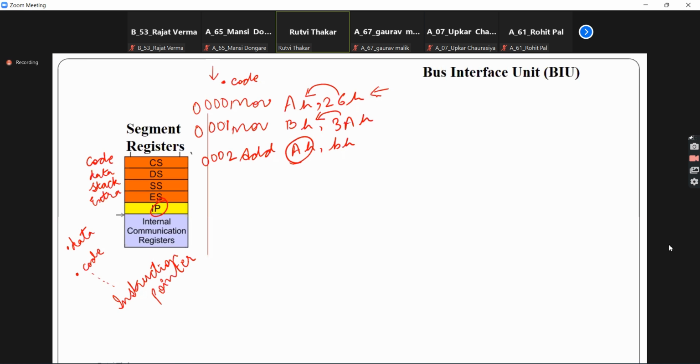MOV AH, 26 hex. So right now, before I start running my program, my IP will be at its default location, that is 0000. After I execute the first step, whatever instruction is written at 0000, it will execute that. After that, it will increment to 0001. So basically, IP tells you which instruction needs to be executed next.